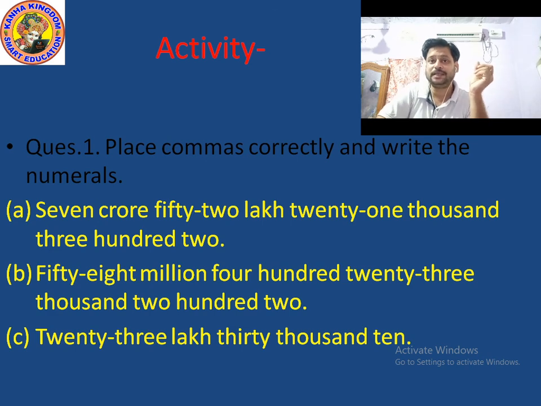58,423,202. Once again I repeat the question, 58,423,202. See, this question is related to the international system, because in the international system millions period is here. So keep it in mind, this question is related to the international system, and you all know that in the international system there are three place values, and all three periods are mentioned here.